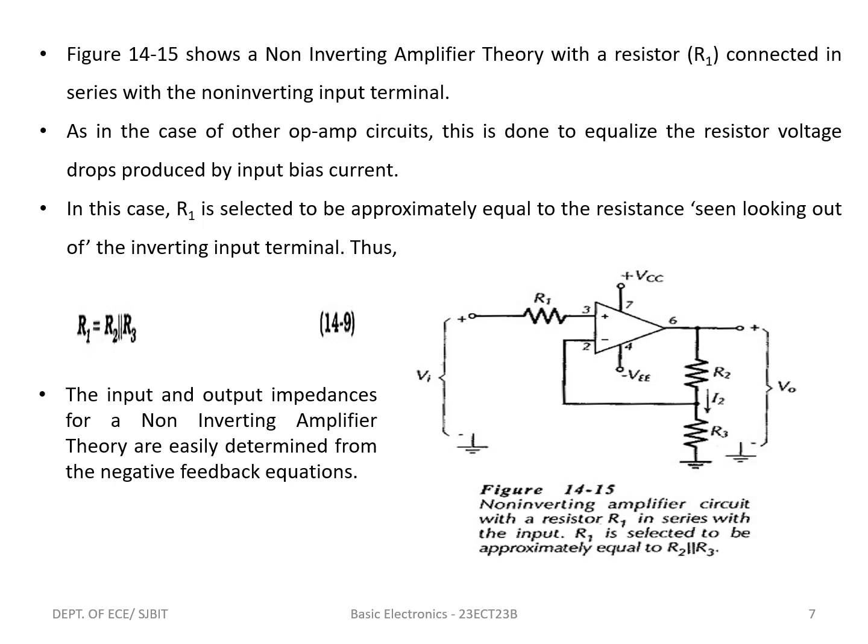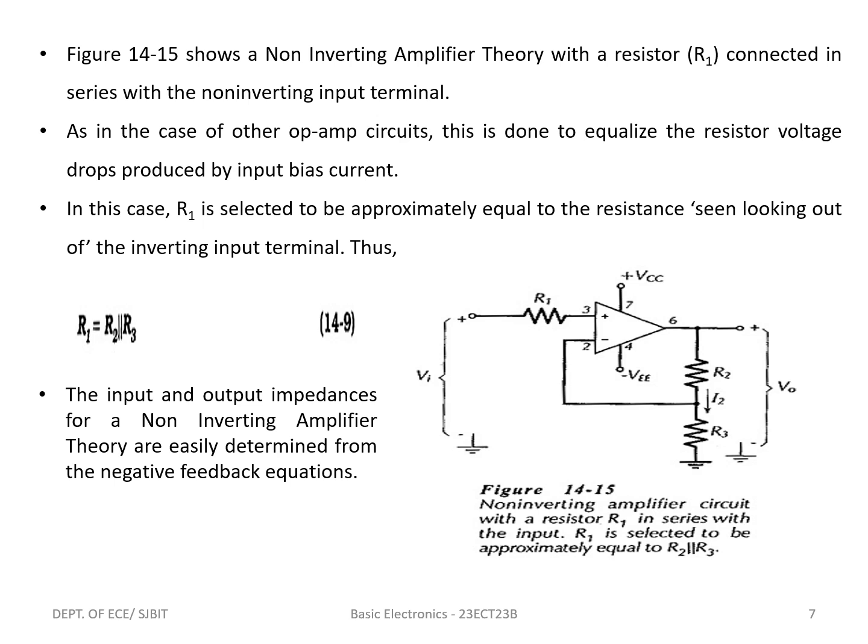So the above figure shows a non-inverting amplifier theory with a resistor R1 connected in series with the non-inverting input terminal. As in the case of other op-amp circuits, this is done to equalize the resistor voltage drops produced by input bias current. In this case, R1 is selected to be approximately equal to the resistance seen looking out of the inverting input terminal. Thus, R1 will be equals to R2 parallel with R3.